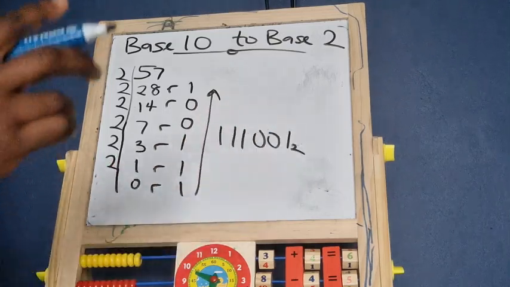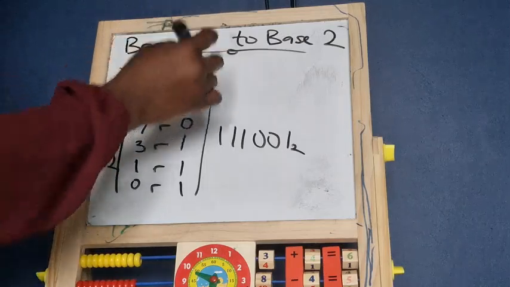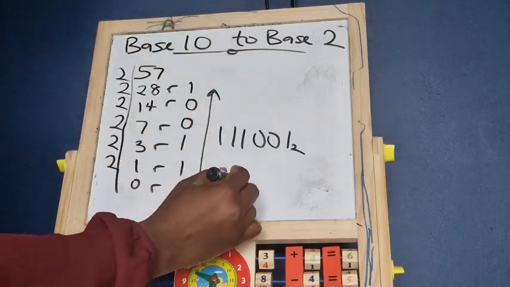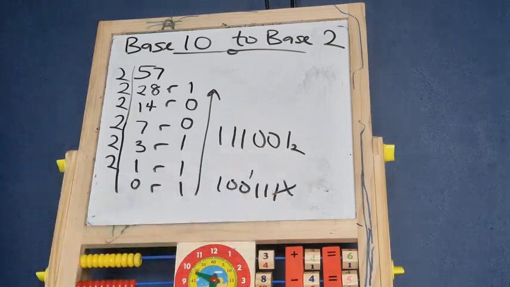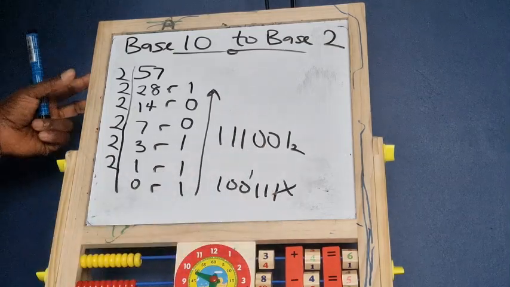Do not make the mistake of writing it from the top, because if you write it from the top, you will be getting 1 0 0 1 1 1. Can you see that it is different? So this is wrong. So you have to write it from the bottom to the top.